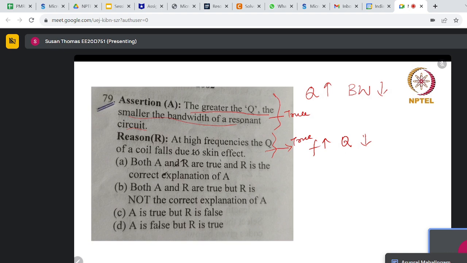But now the second part of this: is this reasoning correct? That means the inverse relationship of Q and bandwidth, can you explain it with this reason? The answer is no, you cannot explain it with that. So it's option B. Both A and R are true, but R is not the correct explanation of A. The inverse relationship of Q and bandwidth has nothing to do with this reason.